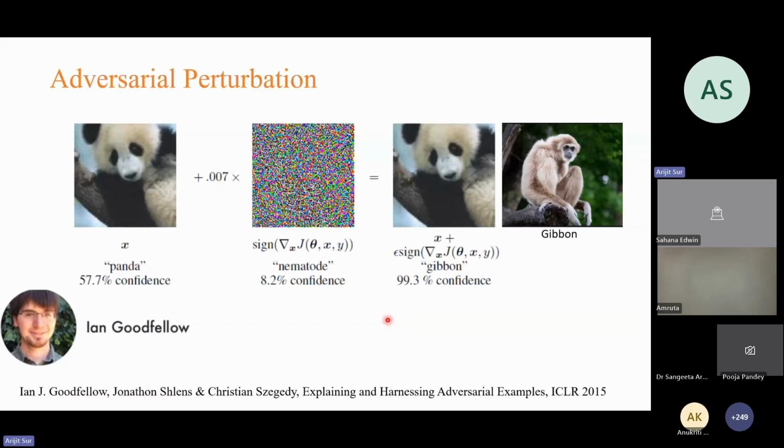So we will try to understand how these kinds of images are perturbed, what are the ways of doing this, and what are the countermeasures. This is the agenda of this talk.